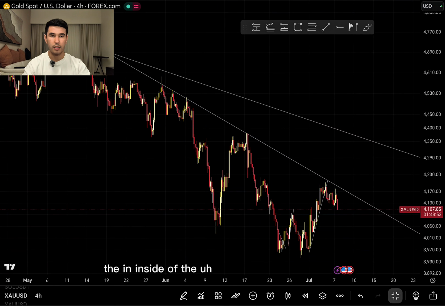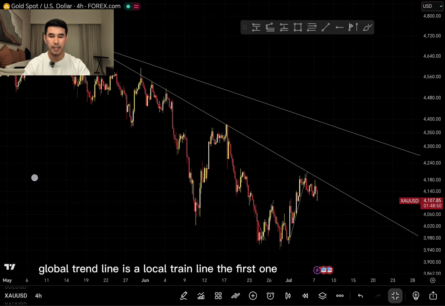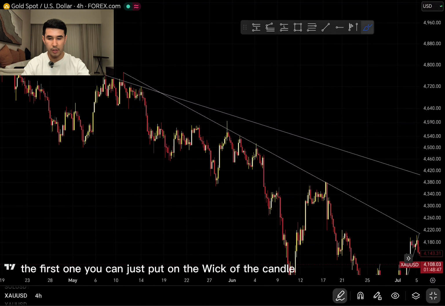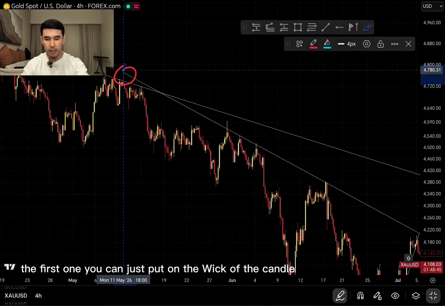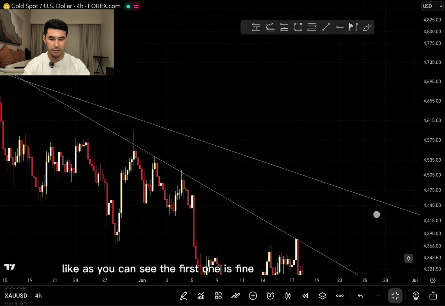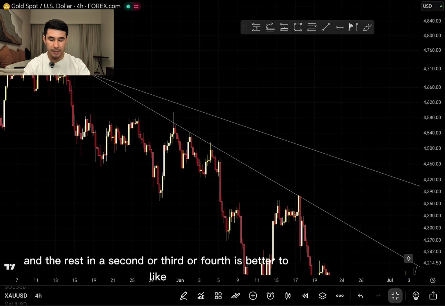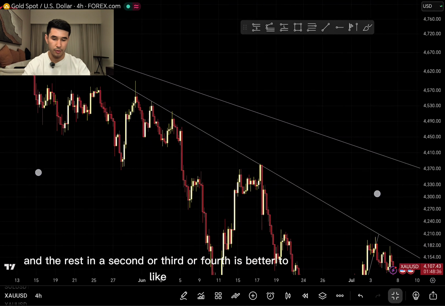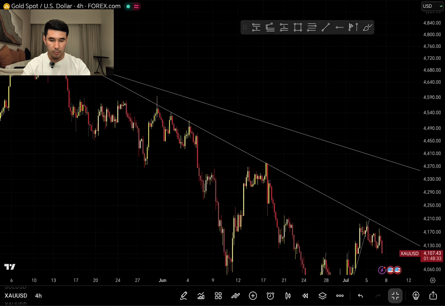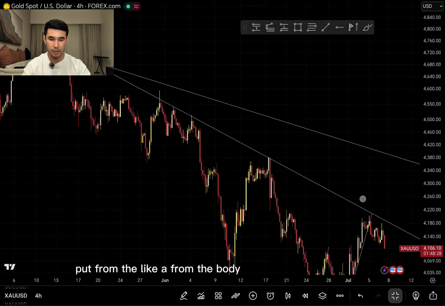Inside of the global trend line is a local trend line. The first one you can just put on the wick of the candle, as you can see, the first one is fine, and the rest, the second or third or fourth, it is better to put from the body.